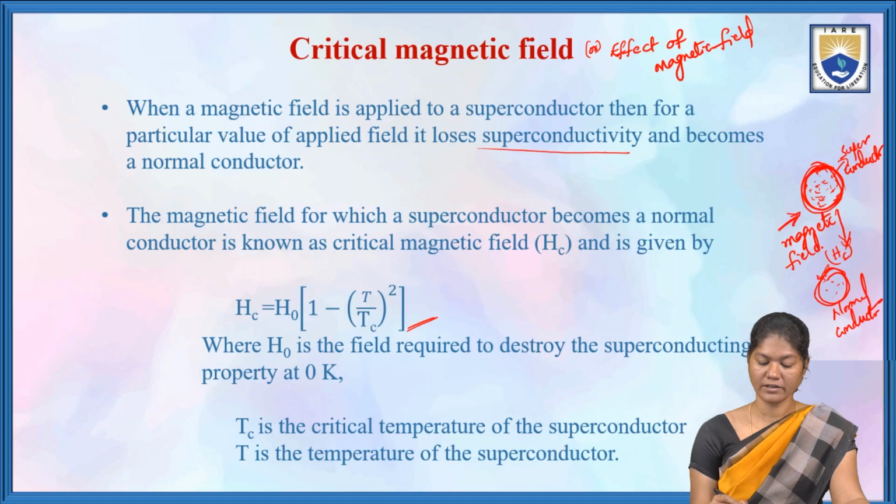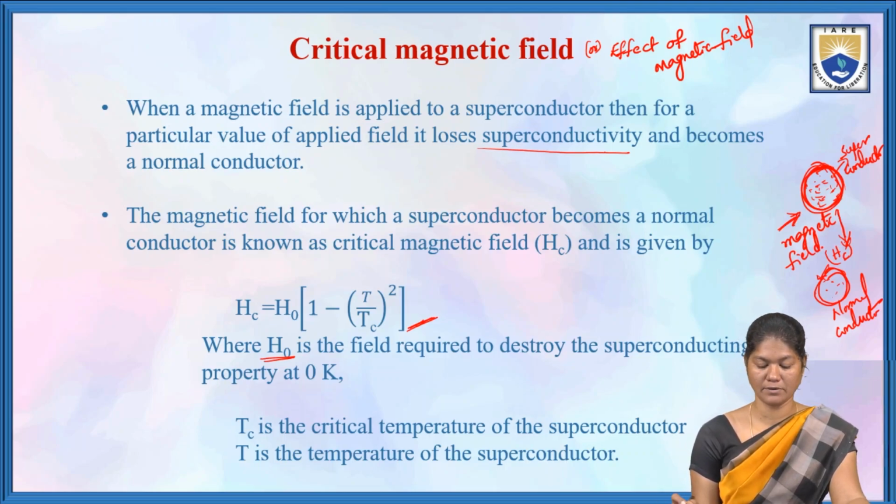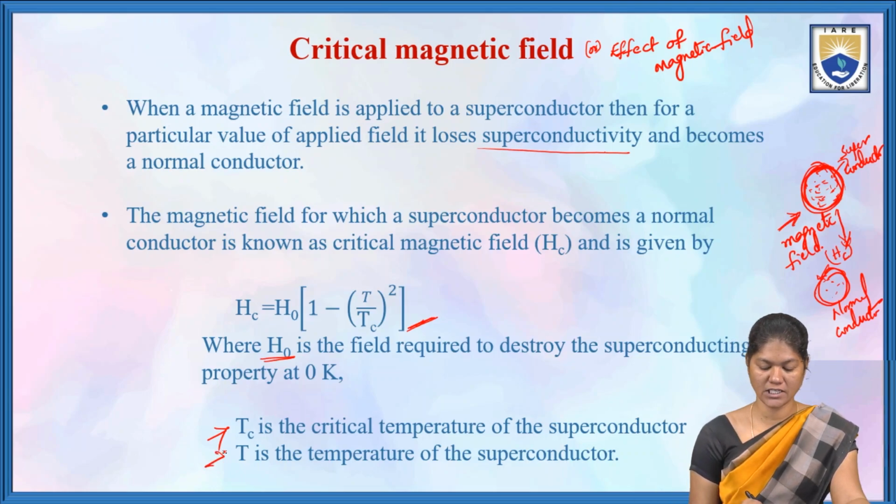In this expression, H naught is the magnetic field required to destroy the superconductivity nature at 0 degrees Kelvin. Tc is the critical temperature of the superconductor. T is the temperature of the superconductor.